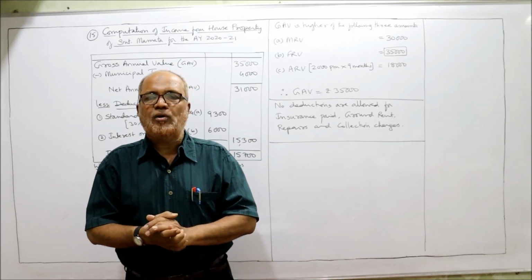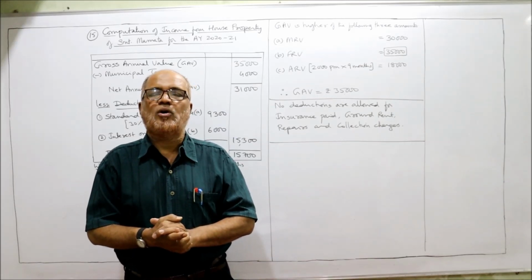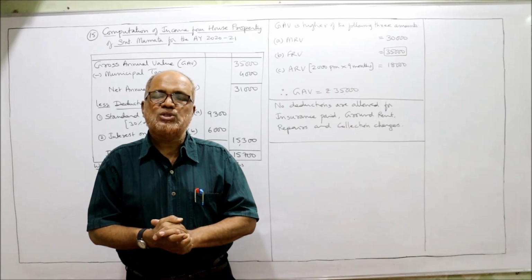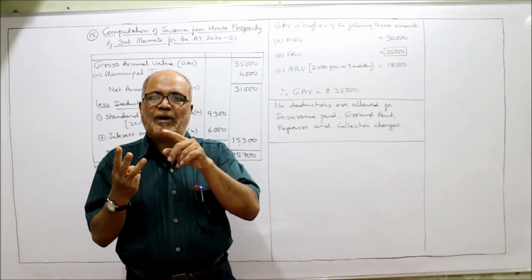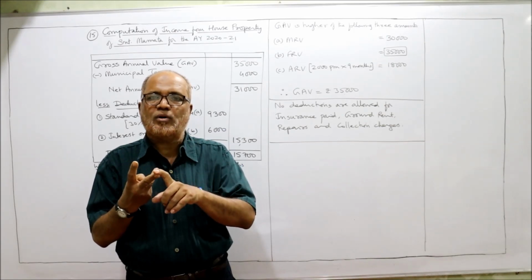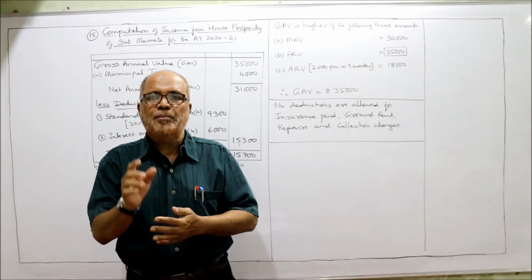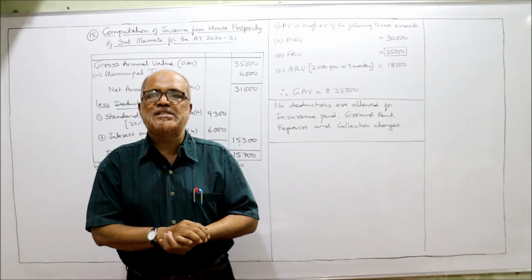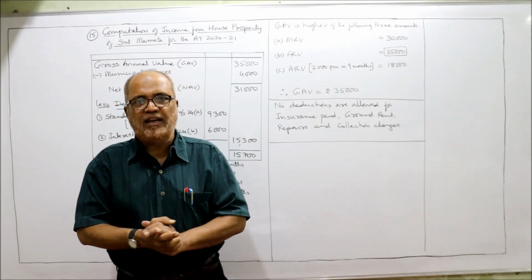In the next video, I will start the next topic called profits and gains of business and profession. That is the third head of income. We have completed salary, we have completed income from house property. The third head of income is profits and gains of business and profession. That we'll do in the next class.